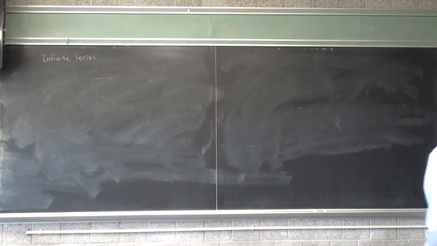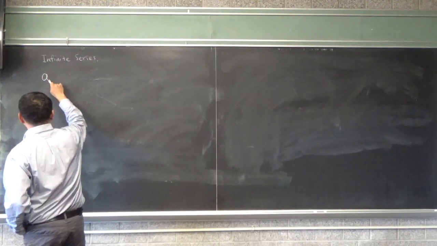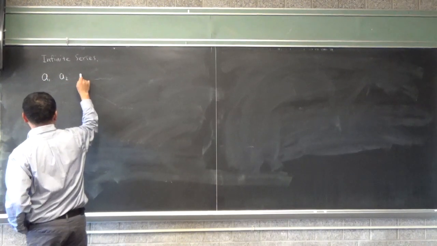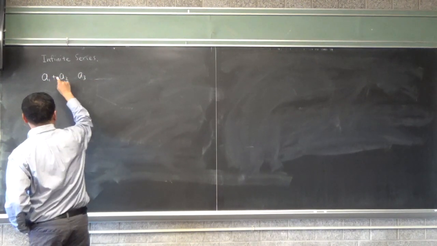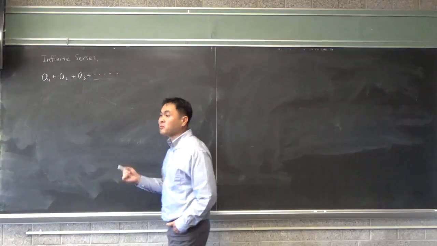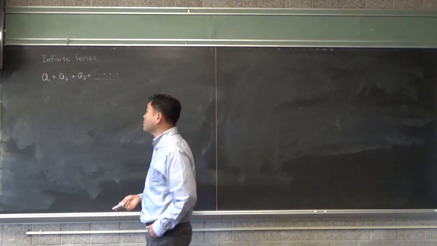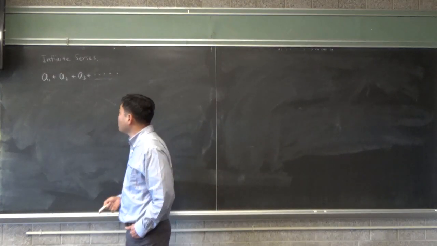By infinite series, I'm talking about a sequence of numbers, a1, a2, a3, but then you add them. And it's an infinite sequence, so the addition doesn't stop. Such a thing is called an infinite series.